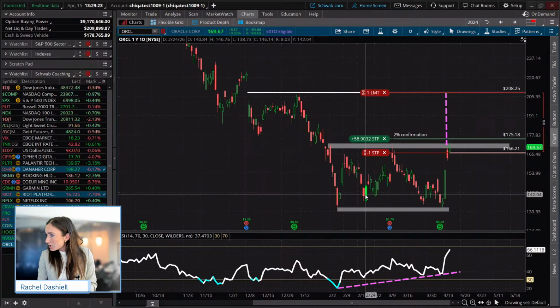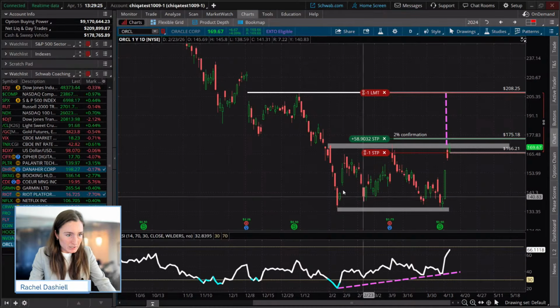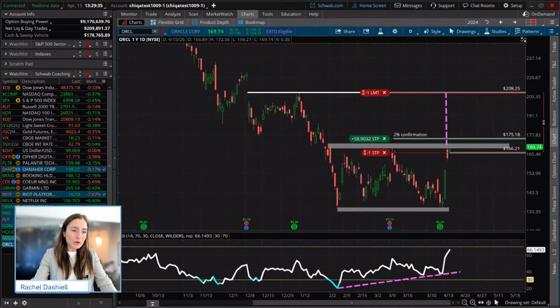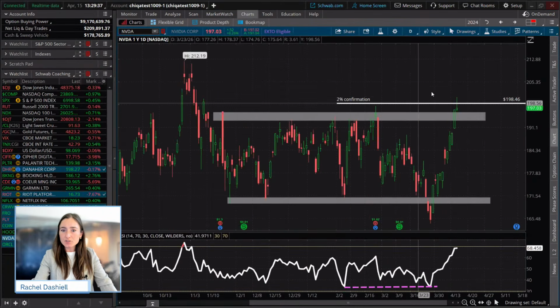So let's look at another one here. Which one do we want to do next? Do you guys want to see a range breakout or an inverse head and shoulders? Because I think I want to see both. We're going to look at Nvidia next, actually.